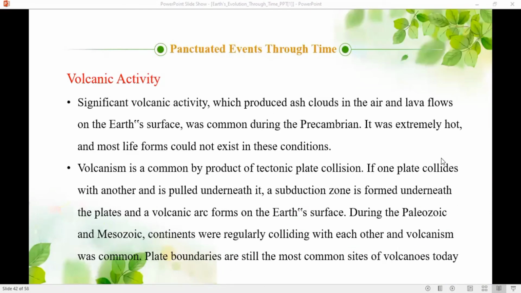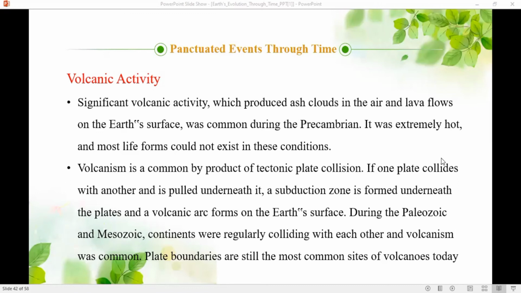Volcanic activity, which produced ash clouds in the air and lava flows on the Earth's surface, was common during the Precambrian. It was extremely hot and most life forms could not exist in these conditions. Volcanic activity was one of the most common natural phenomena during the Precambrian period. Lava flows, ash clouds in the atmosphere, and heat made conditions extremely tough for living forms. These tiny life forms frequently died as a result of the harsh environment.